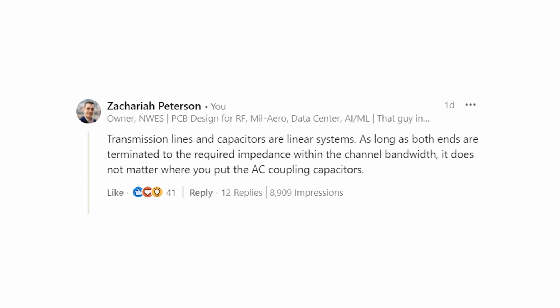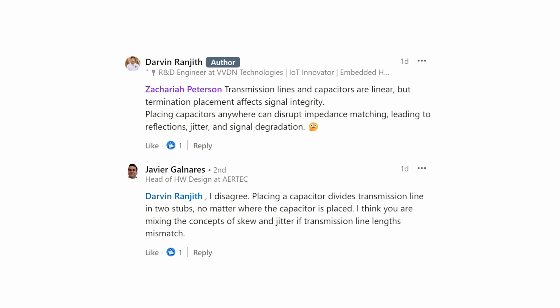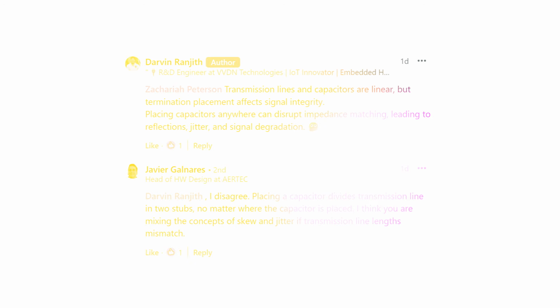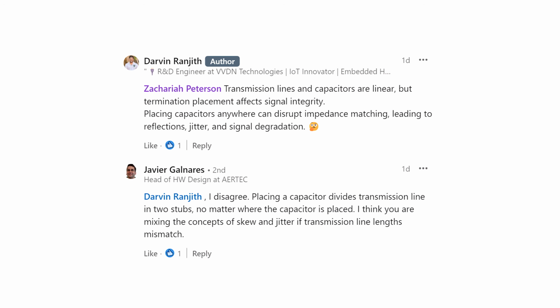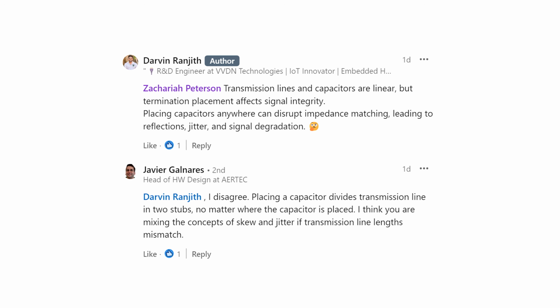Now, my response got quite a few replies, and there were many other replies from other folks in my network who decided to chime in. First, Darvin Ranjith, the original poster himself, writes, transmission lines and capacitors are linear, but termination placement affects signal integrity. Isn't that kind of what I said, though? If they're both terminated to the same target impedance at both ends of the line, then it doesn't. But let's suppose that one side wasn't terminated, then it would affect the placement. Placing capacitors anywhere can disrupt impedance matching, leading to reflections, jitter, and signal degradation. Of course, no source was cited here, but that's okay.